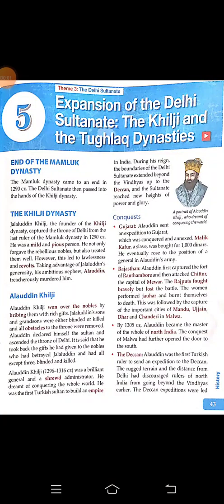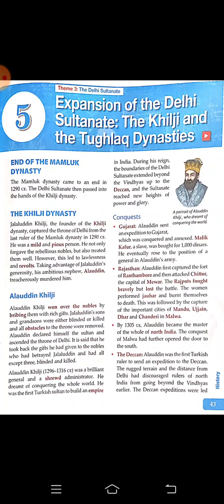Let's begin with the fifth chapter from your History and Civics book of Grade 7, and the name of the chapter is Expansion of the Delhi Sultanate, the Khilji, and the Tughlaq dynasties. So let's begin. The very first part of your chapter is trying to explain the end of the Mamluk dynasty. The Mamluk dynasty came to an end in 1290.